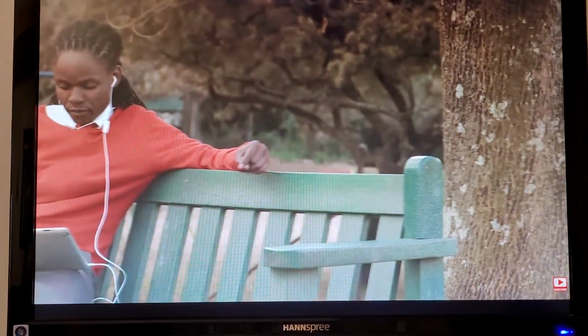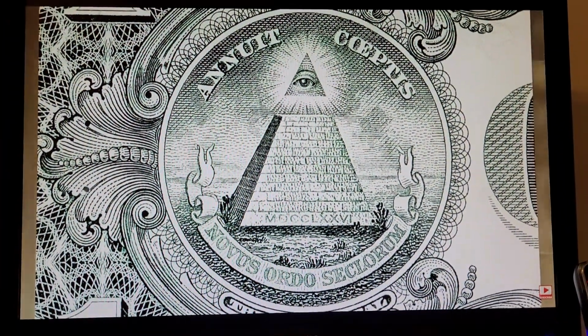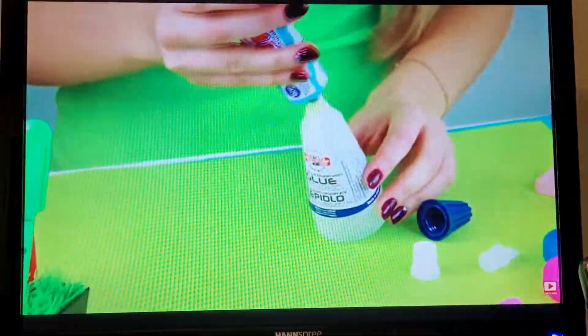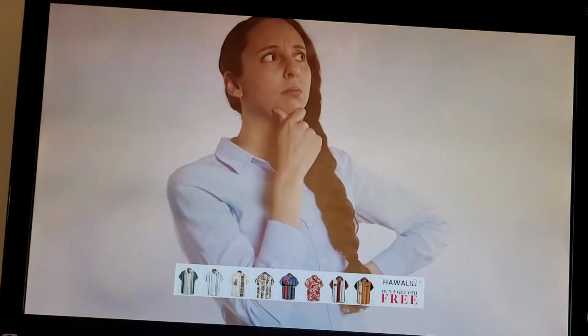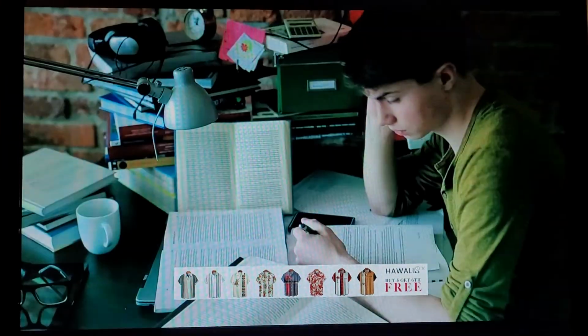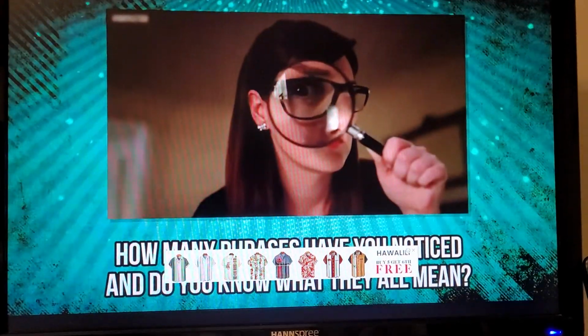We'll talk more about the pyramid in just a bit, because it comes with phrases and messages you probably never even noticed. Phrases that hold meaningful messages you probably never knew before, unless you studied Latin or did your own research. How many phrases have you noticed, and do you know what they all mean?